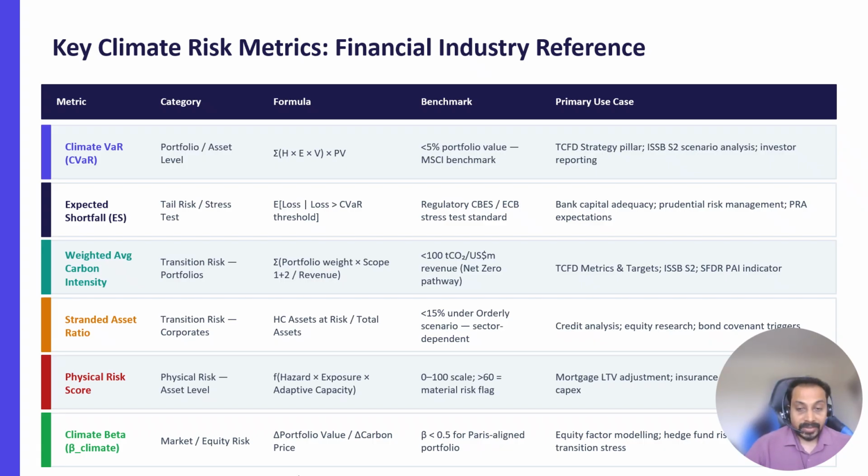And climate beta measures how sensitive a portfolio or equity is to carbon price changes. So a portfolio with a high positive climate beta will lose value when carbon prices spike. So that's the disclosure and scenario risk metrics in a nutshell, and it is very important to see how this metric looks for the financial industries and other industries as well.